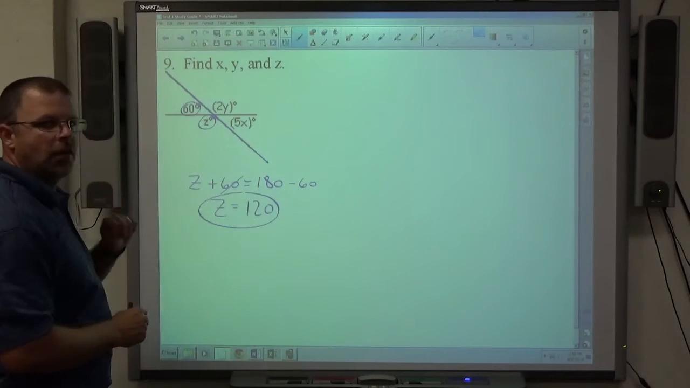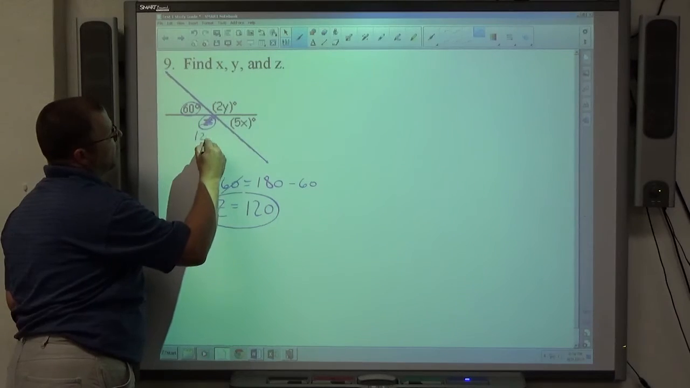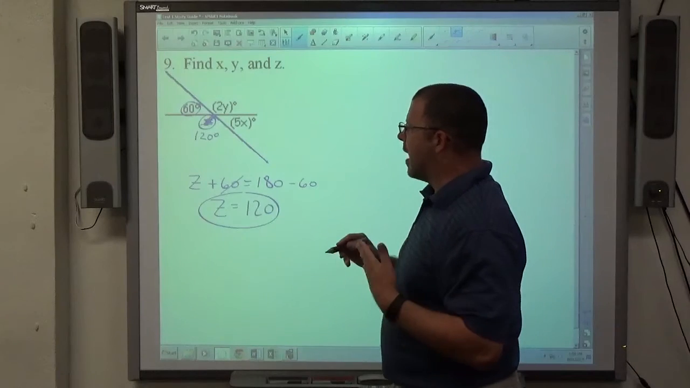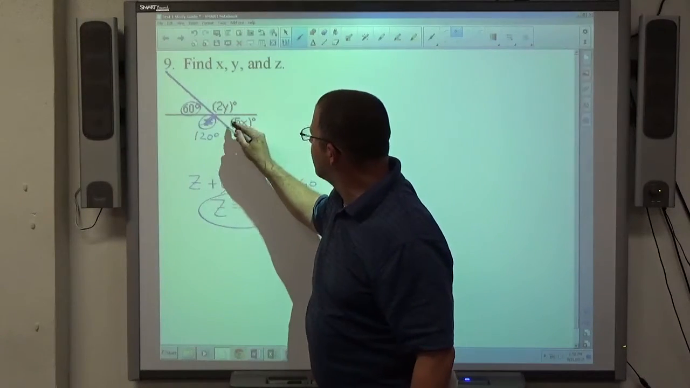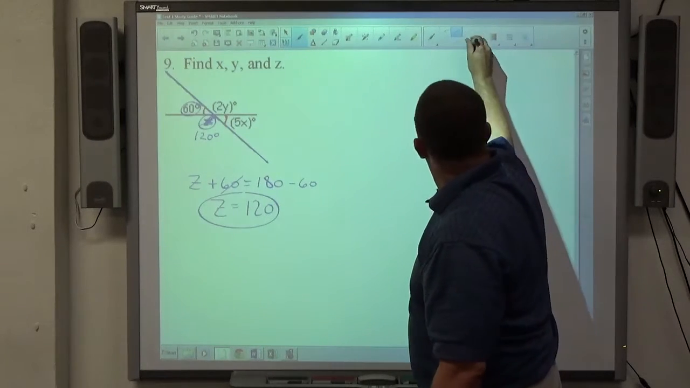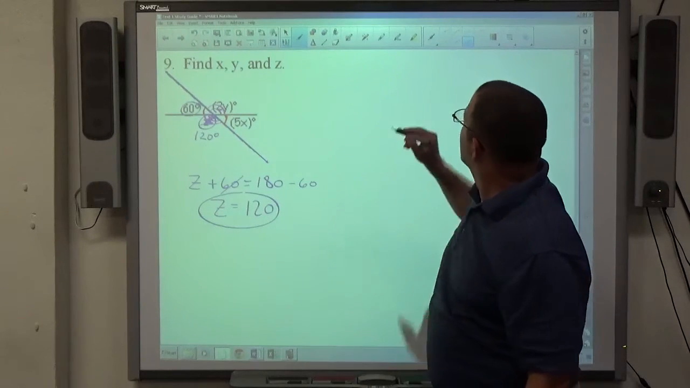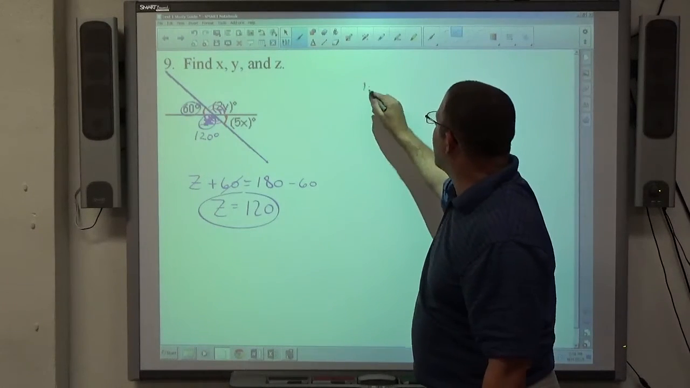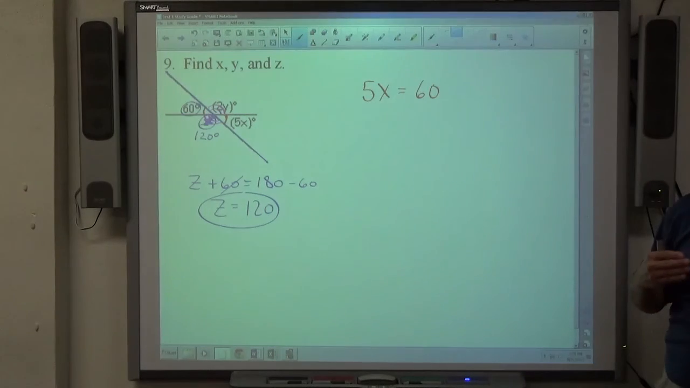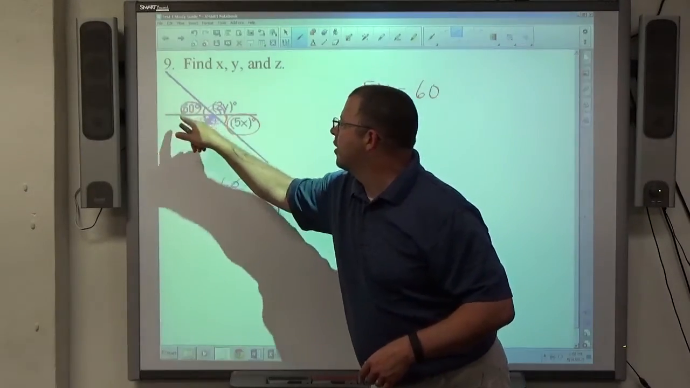Find X, Y, and Z. Z is 120. Once I know that Z is 120, I can scribble that out and put 120 in place of it. The next thing I know is vertical angles are equal. What that means, I have these two intersecting lines. This angle right here has to equal this angle right here. Similarly, this angle right here has to equal this angle right here. So I know for a fact that 5x is the same as 60. Okay, x doesn't equal 60, 5x, the angle measure here, matches the angle measure here.